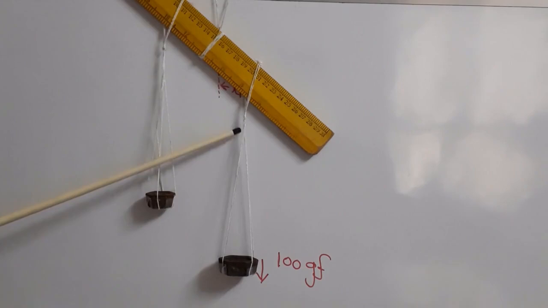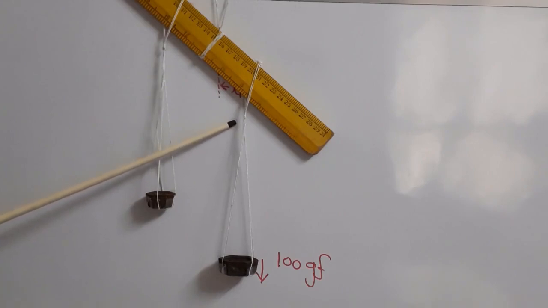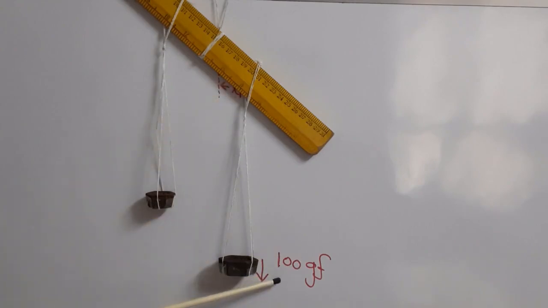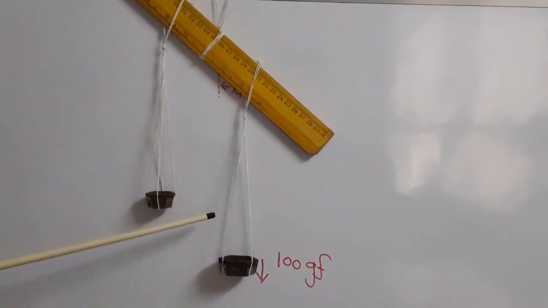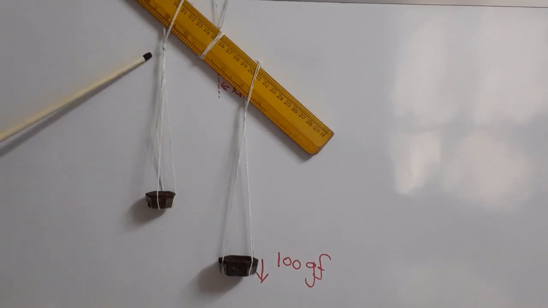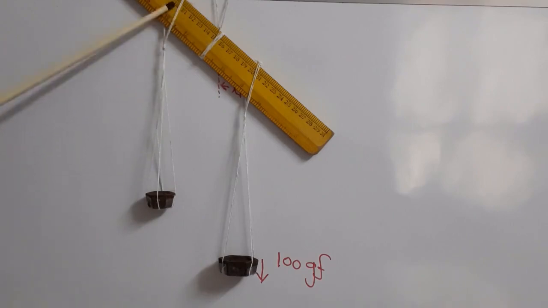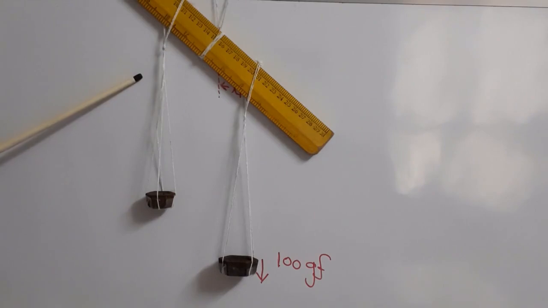How much is the clockwise moment which is produced by this 100 GF? So force 100 multiplied by distance 5. So 500 GFcm is the clockwise moment, right? And what is the anti-clockwise moment? 50 GF and this 5 centimeter. So it's 250 GFcm on the left side. So 250 GFcm is our anti-clockwise turning effect.